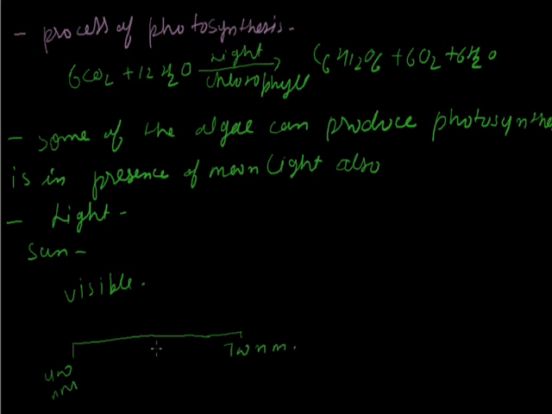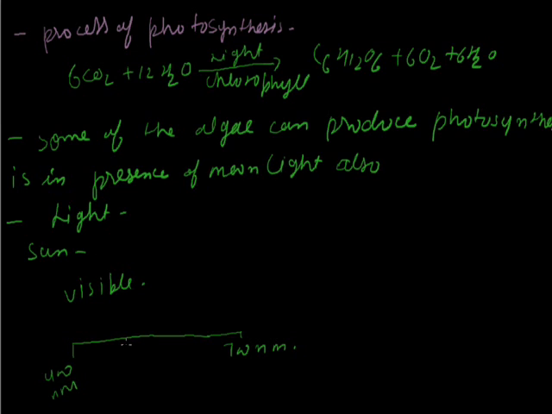We can say that the sunlight in the range of 400 nanometer to 700 nanometer is visible light, and this visible light is important for the process of photosynthesis, because for photosynthesis there should be visible light.